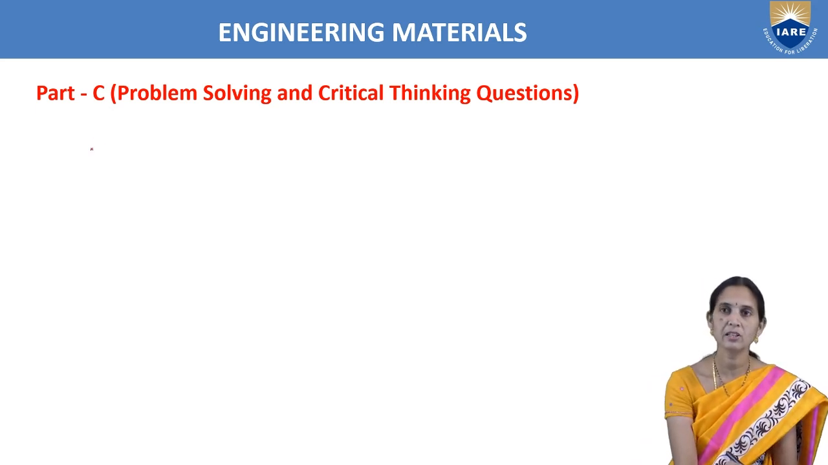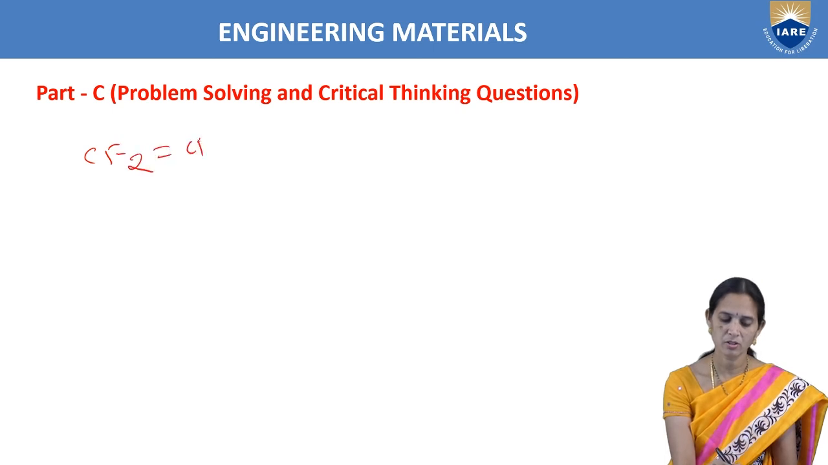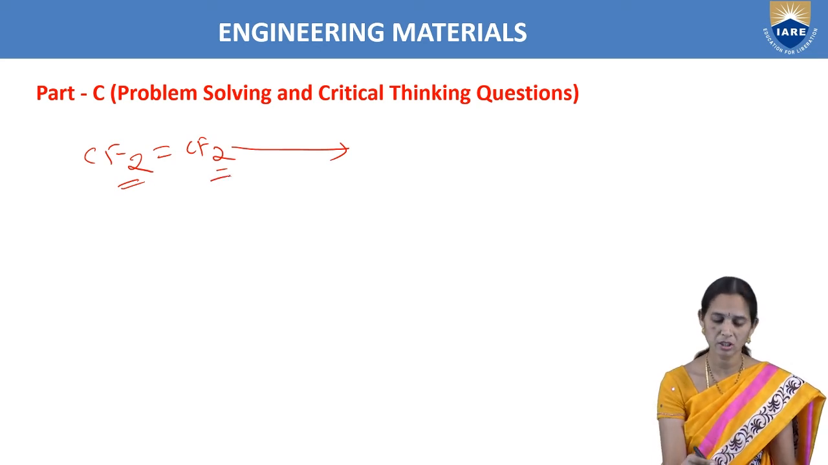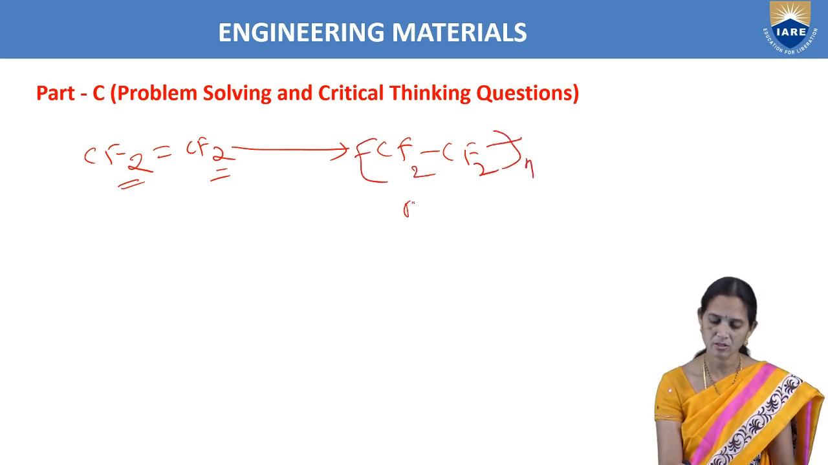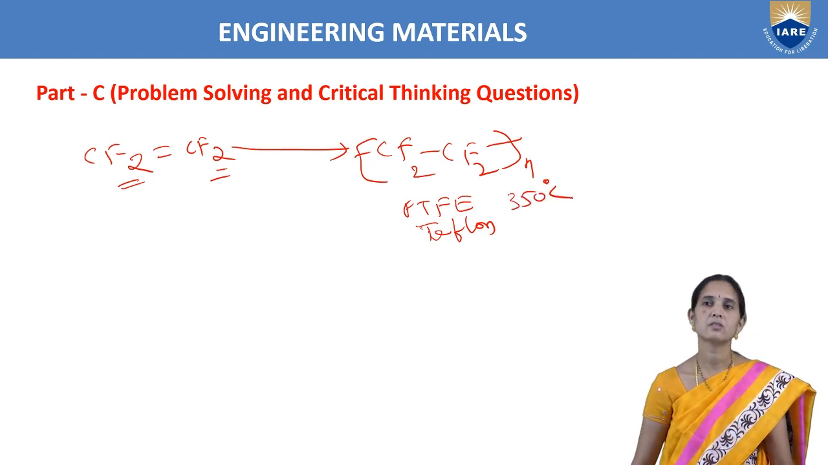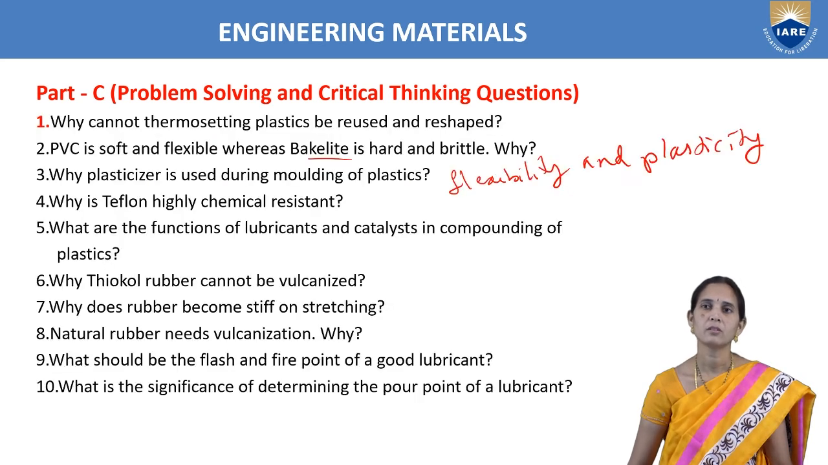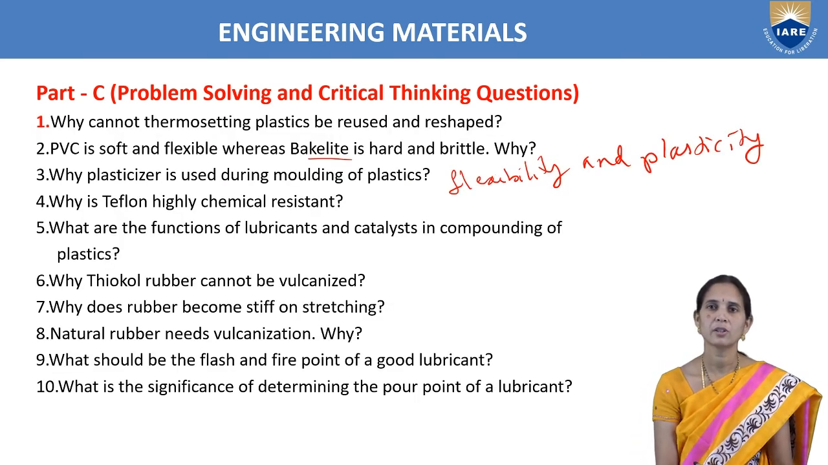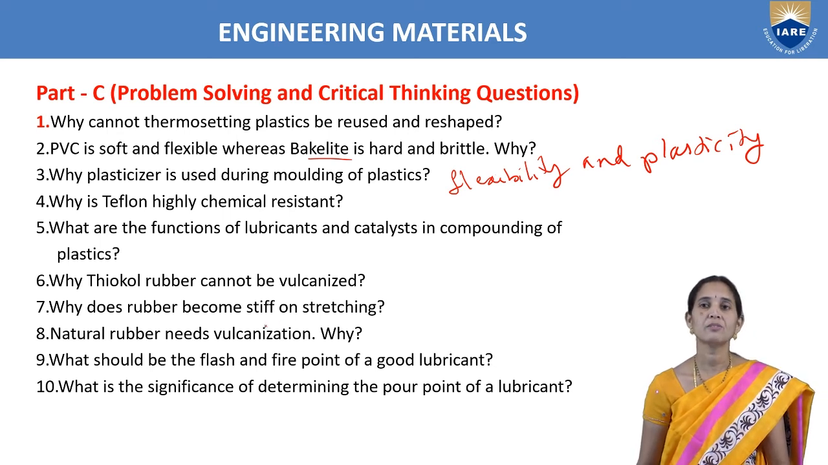Next, why is Teflon highly chemical resistant? Because we can observe here fluorine, a highly electronegative atom. Due to the presence of this fluorine, it has high chemical resistance. Up to a temperature of 350 degrees centigrade, it is a very stable polymer because of the highly electronegative fluorine atoms.